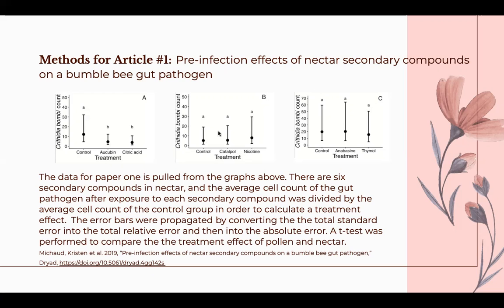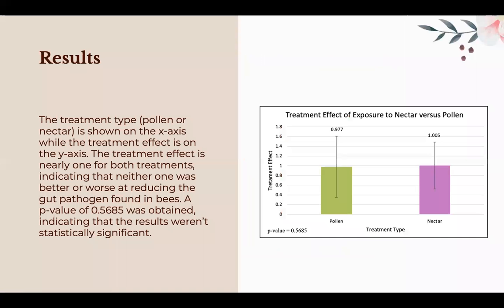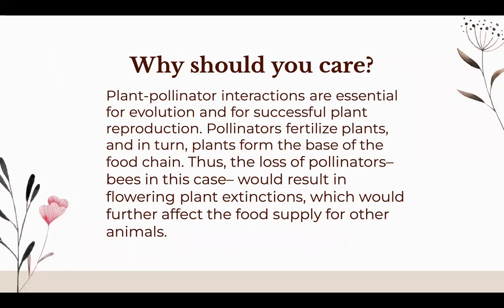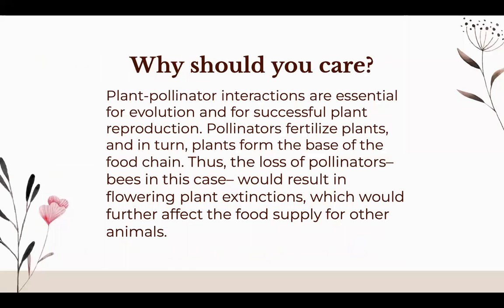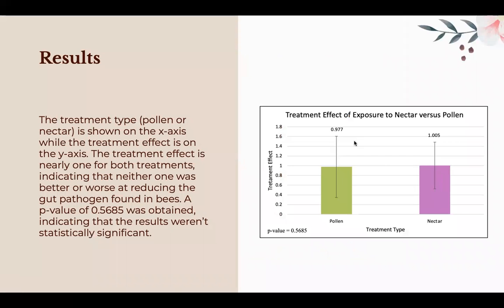And then from there, I averaged the treatment effects, all of them together, to get one final treatment effect. I believe it was 1.005 for nectar, which is shown here in the graph. And then I also propagated the error. To do that, I converted the total standard error into the total relative error and then into the absolute error. That gave me the error bars that we see here on the graph for both pollen and nectar.